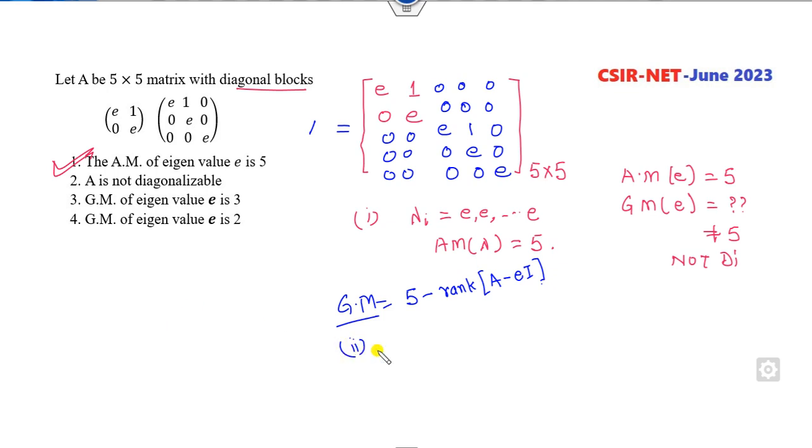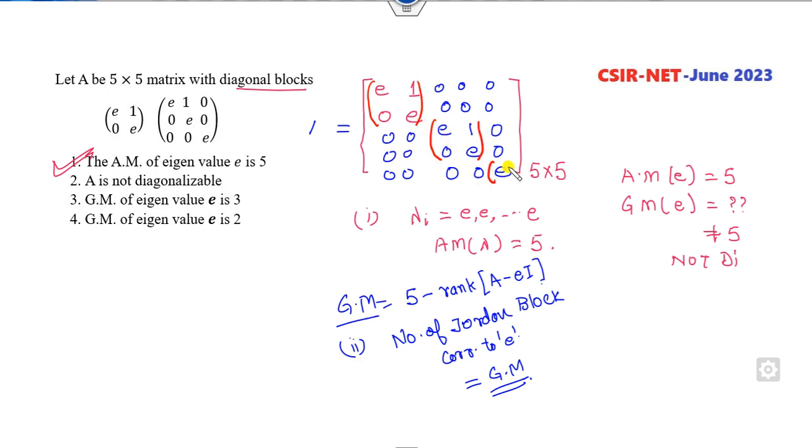The second method is the number of Jordan blocks corresponding to the eigenvalue is equal to the geometric multiplicity. That is a simple rule about that. Now you can count the number of Jordan blocks. So this is the first Jordan block, this is the second Jordan block, this is the third Jordan block. So how many Jordan blocks are there? That is 3. So geometric multiplicity is 3.